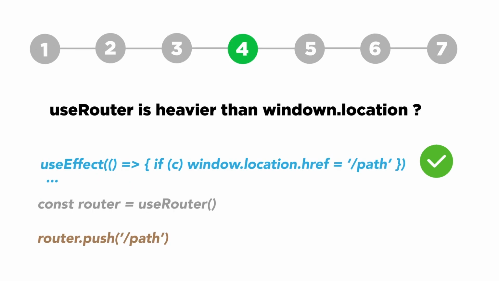Next, number 4. For me, I believe useRouter is heavier than window.location. useRouter is heavier than window.location. As you can see, I finished with a question mark, which means it's optional. It depends on the situation. There are some situations where it would be better for us to use window.location if you are dealing with much lighter, much smaller data or states in your use client components. It's just much more convenient to use window.location instead of using useRouter.